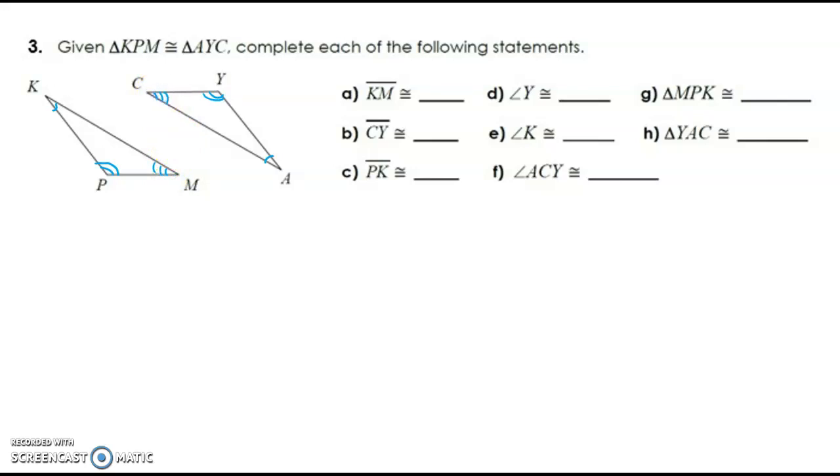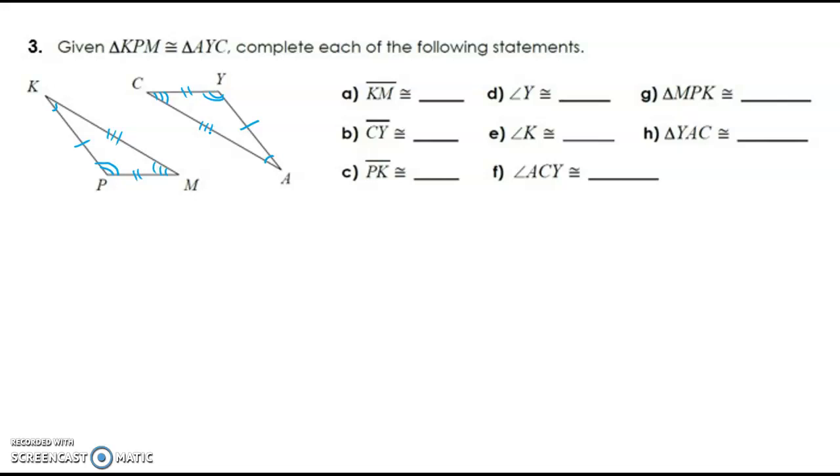All right, so now we know our angles. Let's do our sides. So KPM and AYC. KP, just the side length, is congruent to AY. And then PM is congruent to YC. And then KM is congruent to AC. All right, so now given that information, I'm going to do the first couple with you, and then I want you to see if you can pause the video and finish the rest on your own.